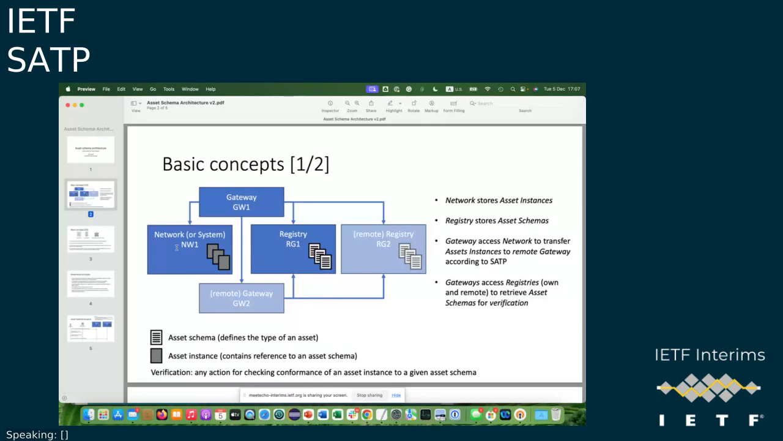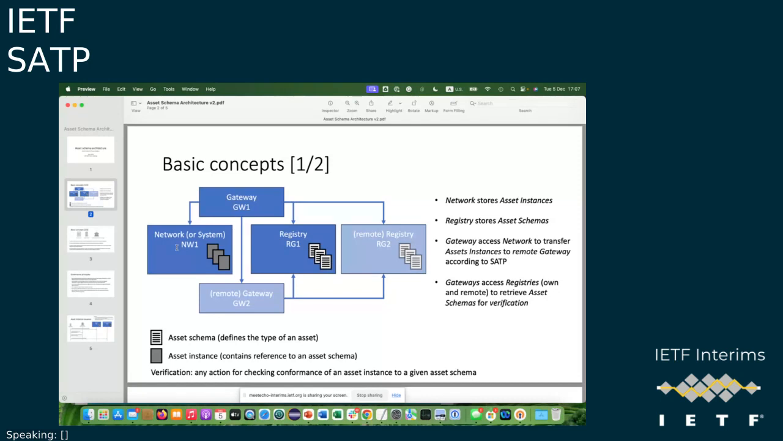And the idea is that inside the network, we have assets. The assets get transferred through SATP, through gateways using the SATP protocol. And the registries are some services that are used in order to store schemas. So the schemas are the definition of the assets. So they are the asset profiles. We call them schemas because it's more compliant with this notion of describing the structure of an asset.